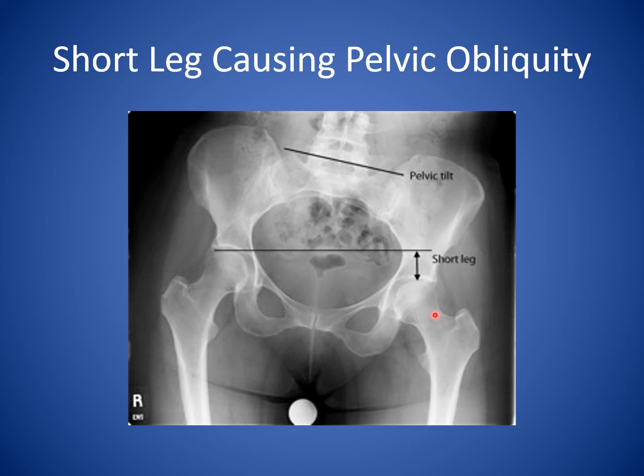Short legs can also cause pelvic obliquity and scoliosis. If you look at the alignment here, this is a line parallel to the floor, which basically touches the femoral head on the right. On the left, the femoral head is substantially dropped, and this creates a pelvic tilt, and of course you'd probably see a scoliosis up above this level. So short legs can cause scoliosis.